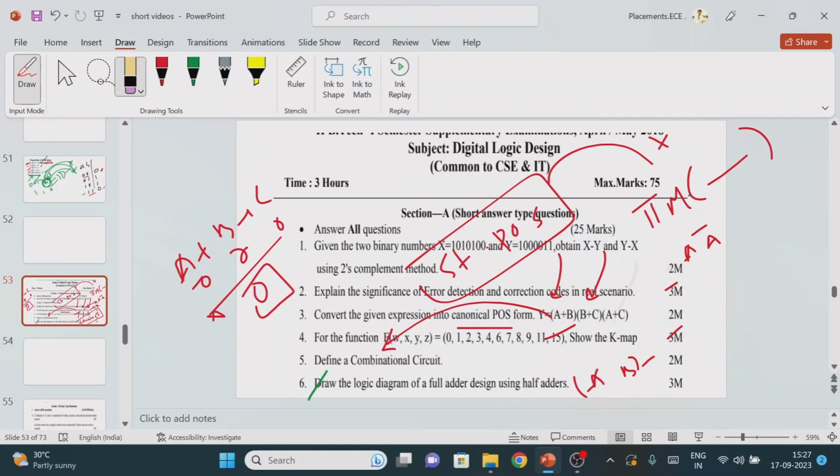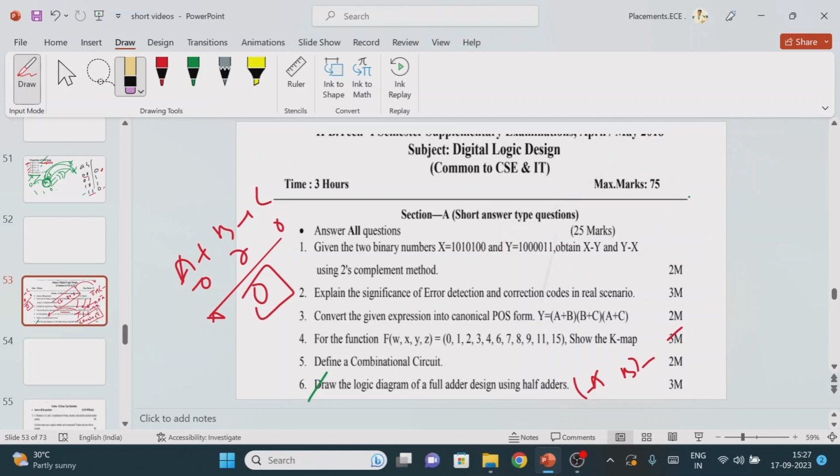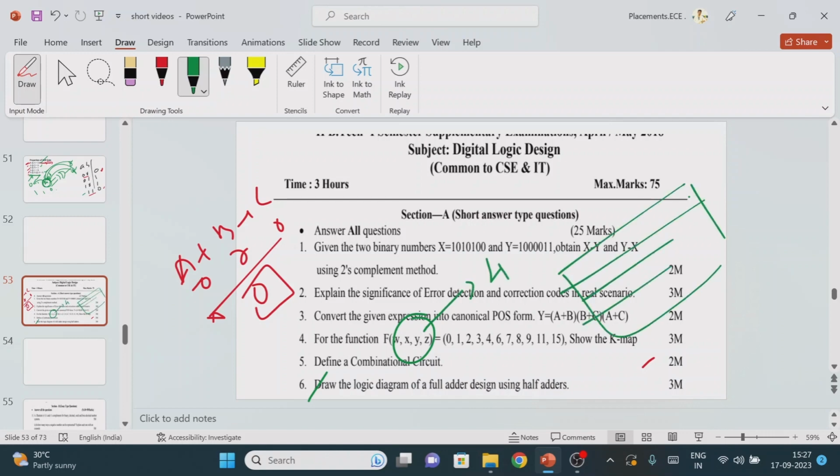Now we'll take the next question. What is this question? They have given one function, and we need to show it in the K-map. What is the meaning of this question? It means we don't need to find the minimized output expression, we just need to find which variable K-map is required. As per the given question, how many variables? 4 variables means we need to consider the 4 variable K-map. Then we just plot the values 0, 1, 2, 4 and so on, and that is sufficient as per the given question.